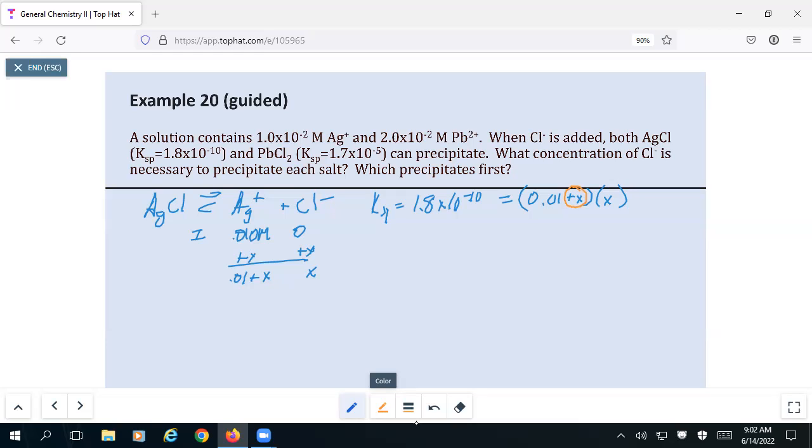value ends up adding significantly to the initial concentration, you've got to rewind it and go back to the quadratic. In this case, if we ignore it, 0.010x, we'll get 1.8 times 10 to the negative 8th molar as x. And so that's the concentration of chloride that we would need for the silver.